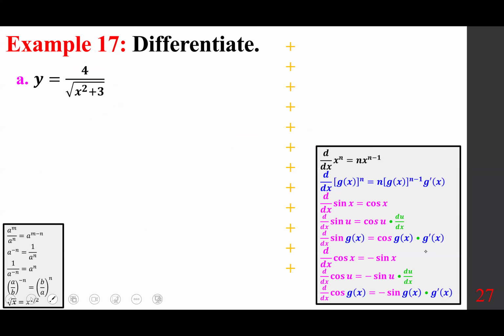All right. What about y equals 4 over the square root of x squared plus 3? To differentiate this, we have to put it in a format which is doable. So first and foremost, the square root of x is x to the power of 1/2. So we put x squared plus 3 to the power of 1/2, and we bring it up to the power of negative 1/2. And this way, it's ready for differentiation using the extended power rule.